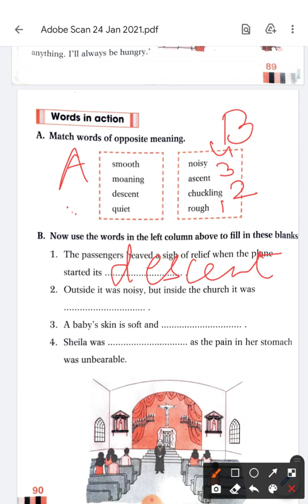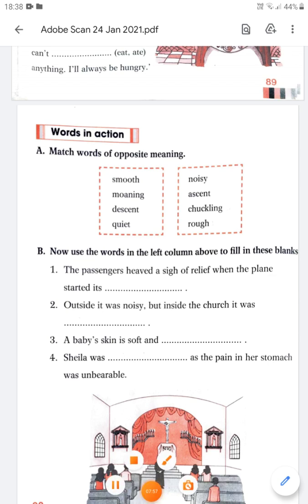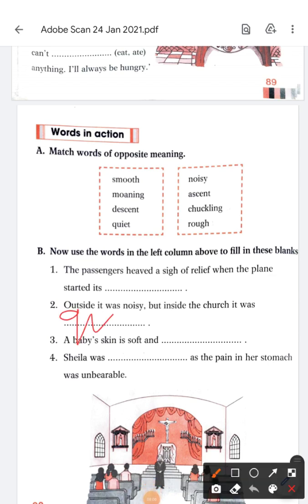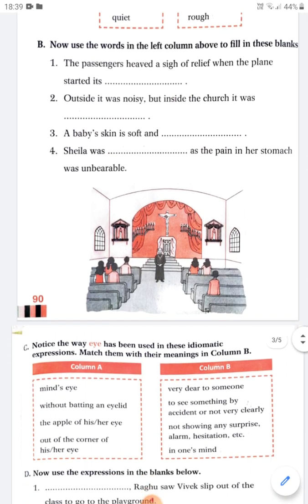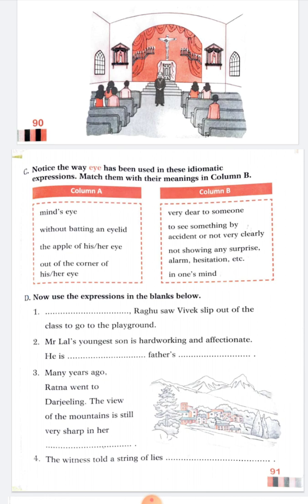Outside it was noisy, but inside the church it was quiet. A baby's skin is soft and smooth. Sheila was dashed as the pain in her stomach was unbearable. Sheila was moaning in pain.